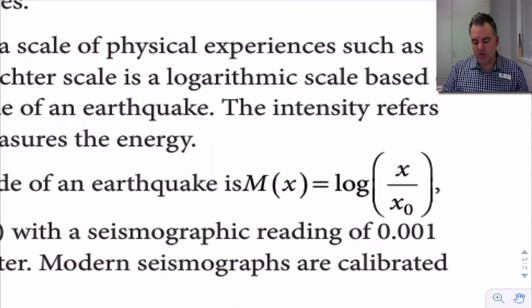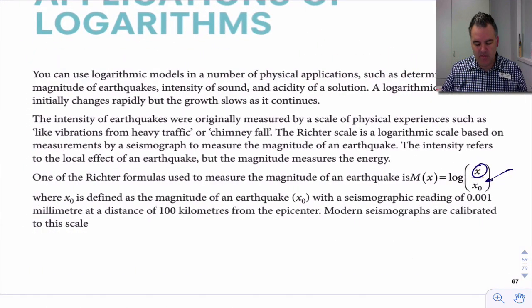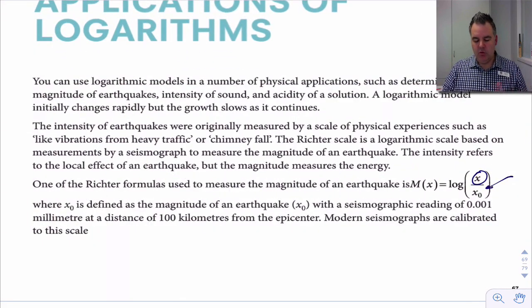It's the logarithm of the ratio of the intensity of the earthquake, which is this bit here, compared to a standard intensity, which they're calling x naught. So you have a seismograph reading the shaking of the ground, a very, very precise instrument. And the x naught part is a reading of 0.001 millimeter, or 0.0001 of a centimeter, at a distance of exactly 100 kilometers from the epicenter of the quake. So all the seismographs we have are calibrated to this scale here, so we can get an accurate reading of what the force or the magnitude of the earthquake is.